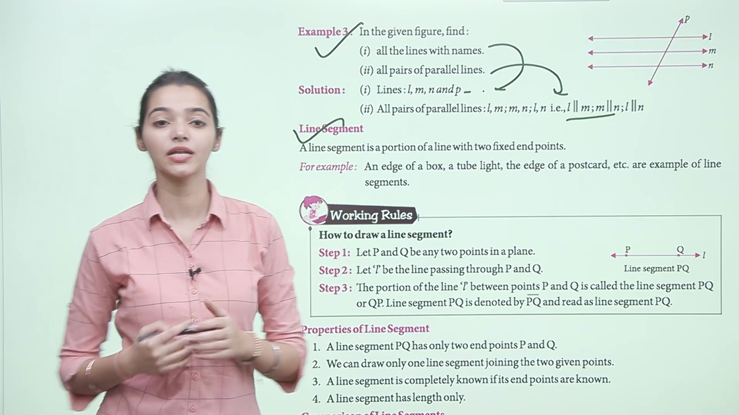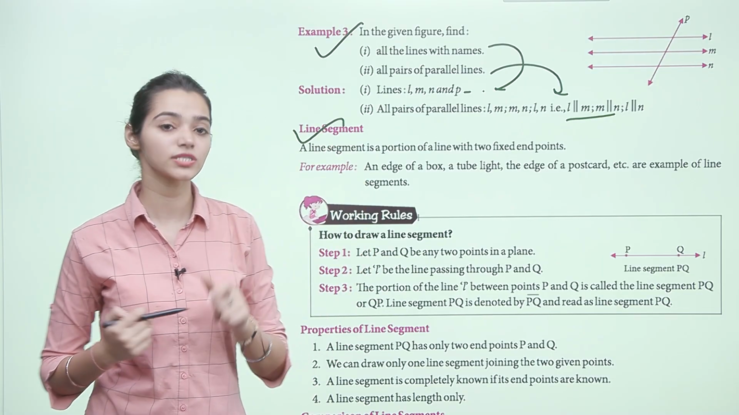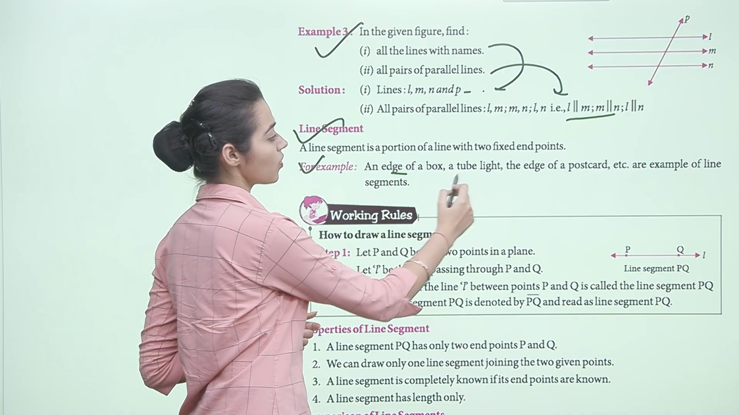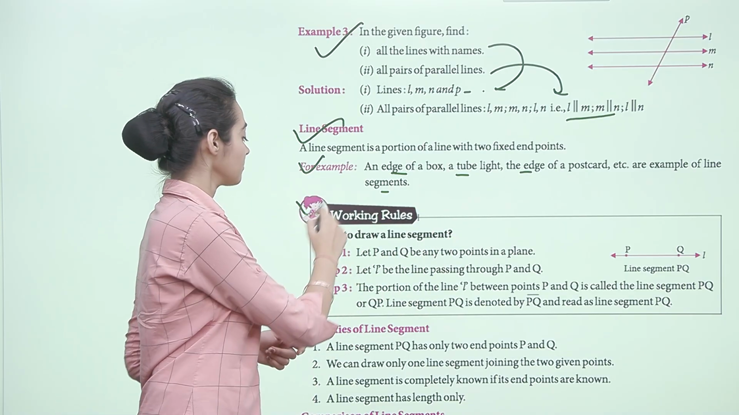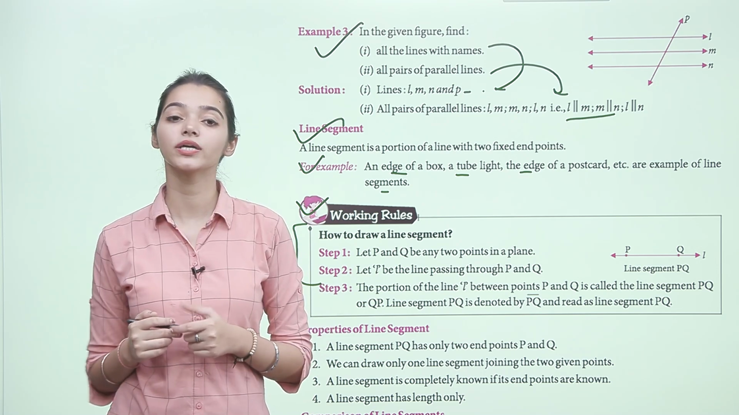Next is our line segment. A line segment is a portion of a line with two fixed points. For example, the edge of a box, a tube light, and the edge of a postcard are examples of line segments. Here are our working rules for how we can draw a line segment.